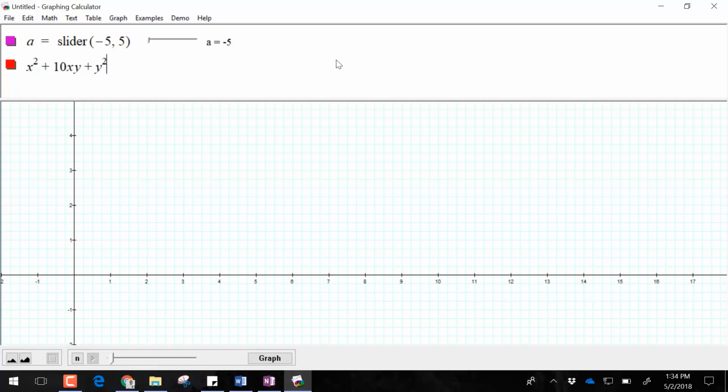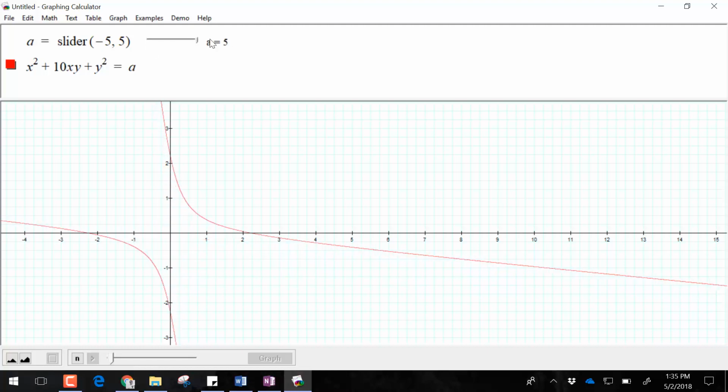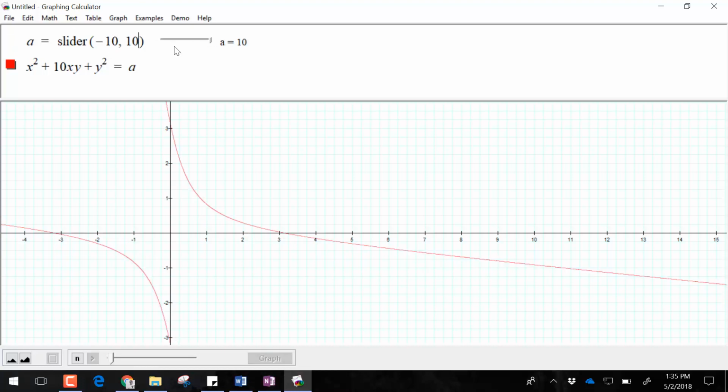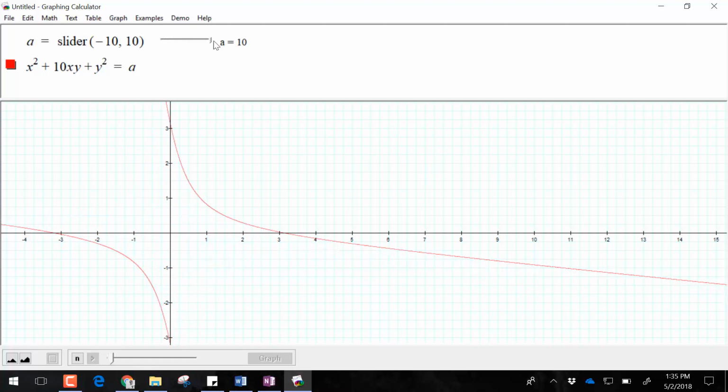If I were just to graph this, it'll graph a surface. But let's take a look at the surface being cut by some sort of slider. Depending on what the slider is, we'll have a different cut of the surface, which is going to be some sort of hyperbola. Let's make this bigger. But notice the hyperbola is kind of slanted, right? It has a little bit of a tilt.